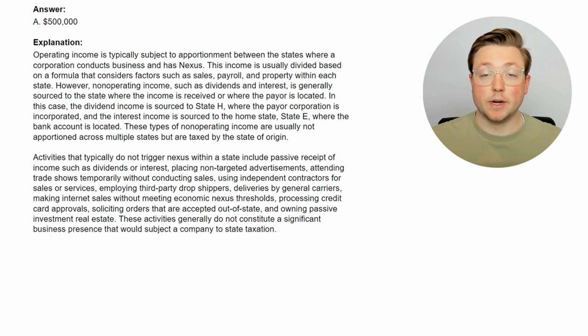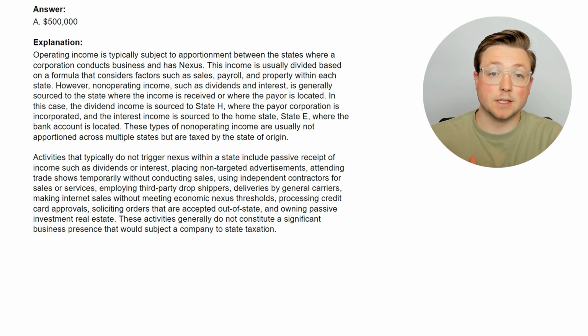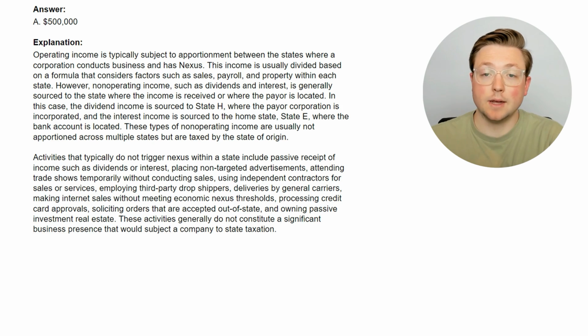So, non-operating income typically is just taxed to the state where it was earned. So, if you earned dividends in state E, then those dividends would be taxed in state E. You wouldn't necessarily apportion them between different states based on a percentage.